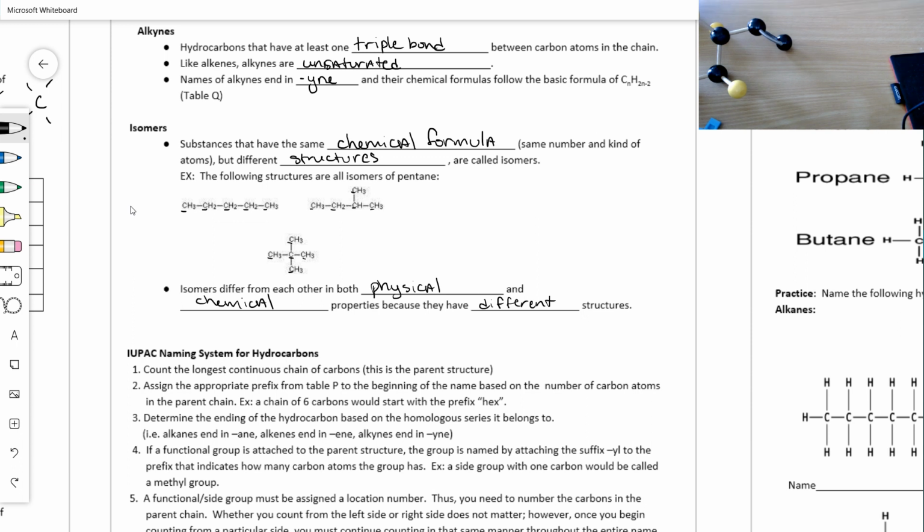Alright, so, isomers, and let's, like I said, use 1, 2, 3, 4.